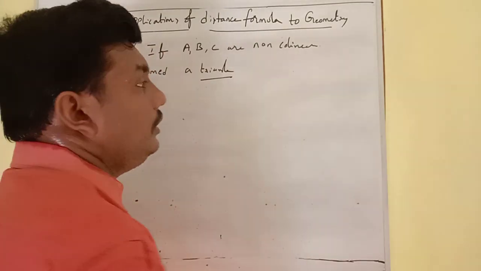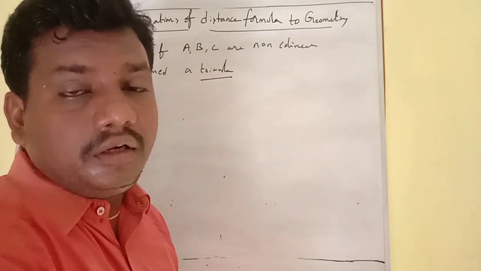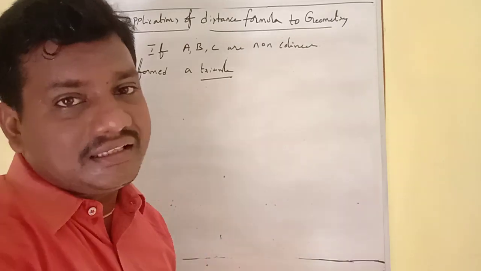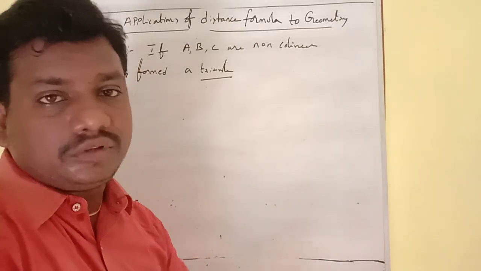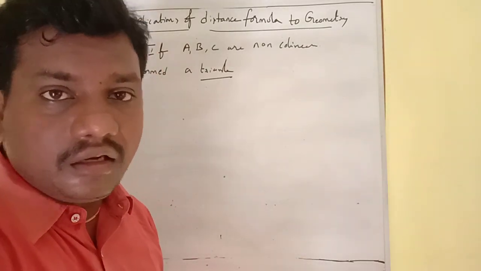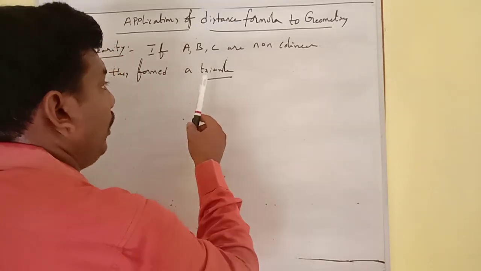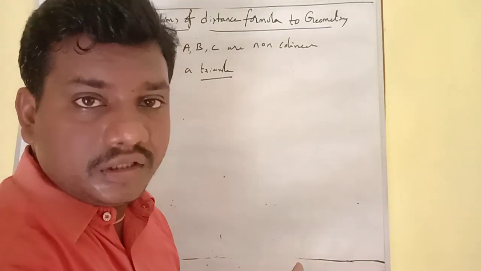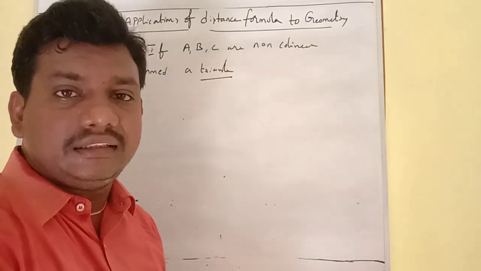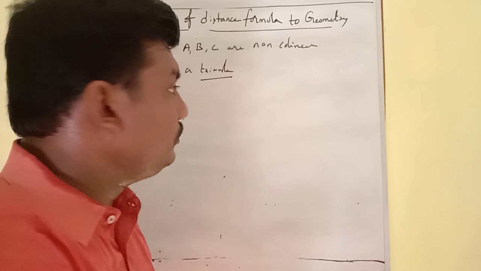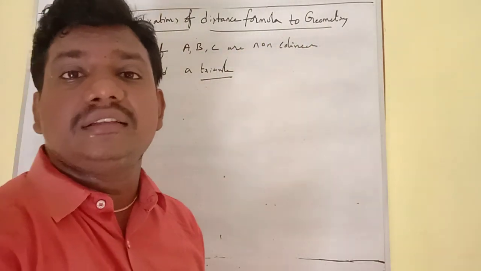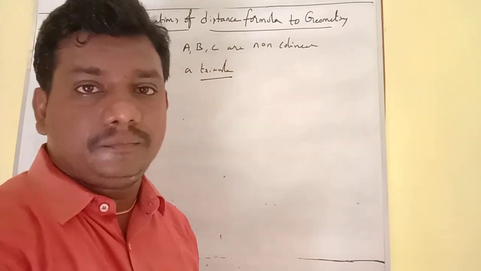So what are the conditions of a triangle, based on the sides? The sum of any two sides is greater than the third side, and the difference of any two sides is less than the third side. Those conditions we already discussed in our basics of geometry video. You have to see that.